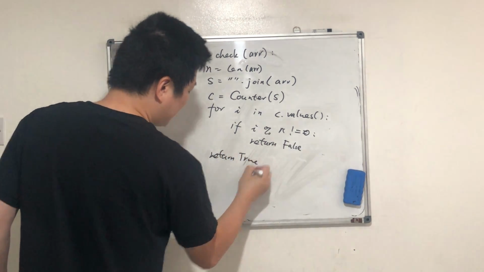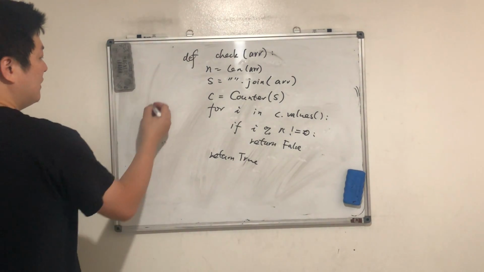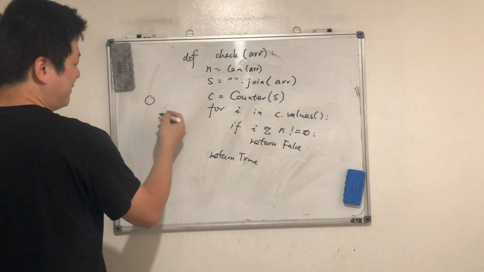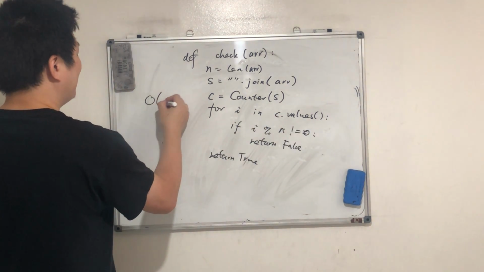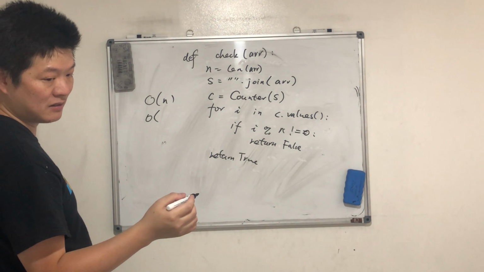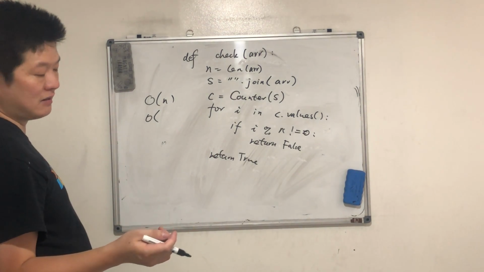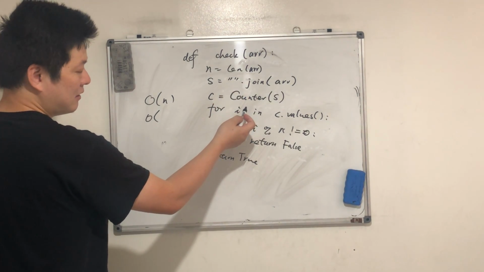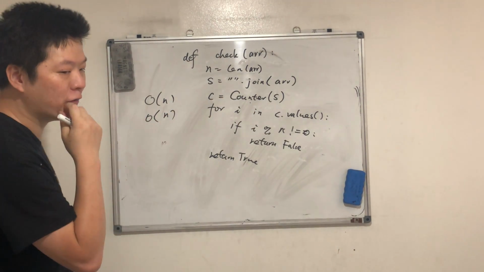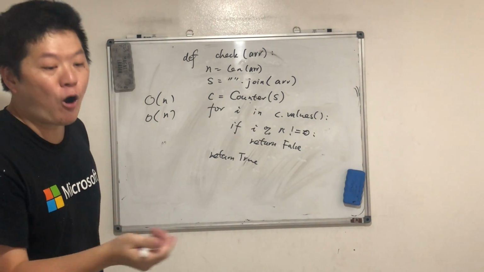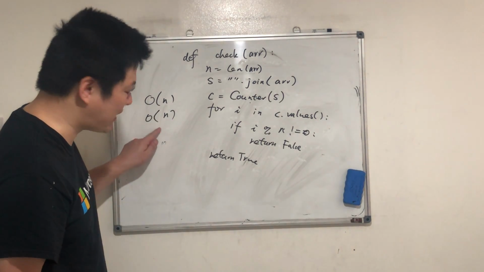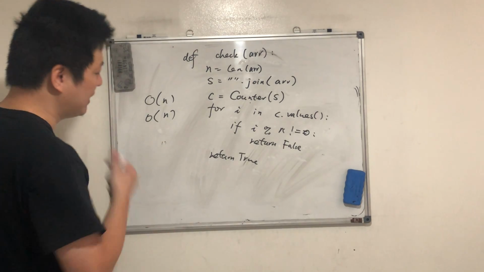What's the time complexity? N. Join, counter, values, okay? What's the space complexity? Are we using any space here? 1. Are we? No, N here. Counter. N is the number of characters in all the strings combined, okay? Yeah? The number of characters in all the strings combined, okay?